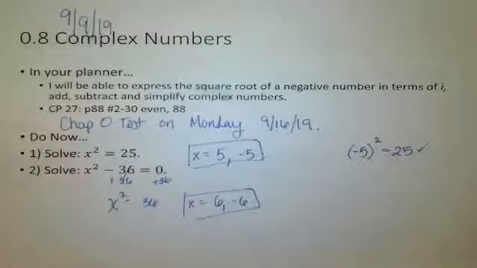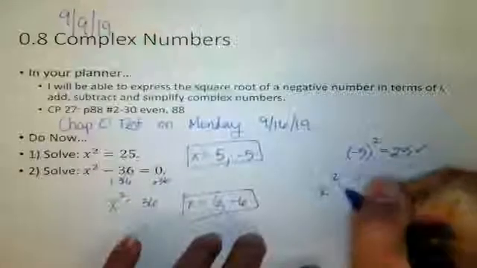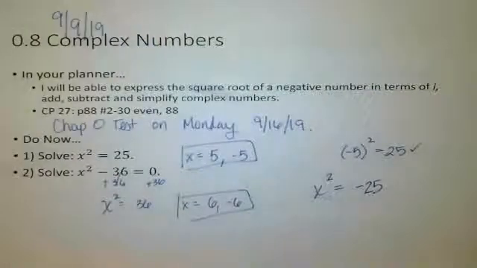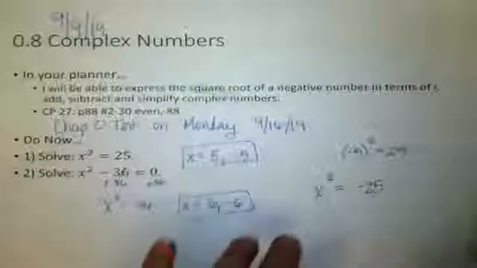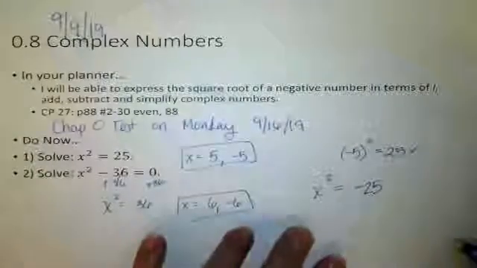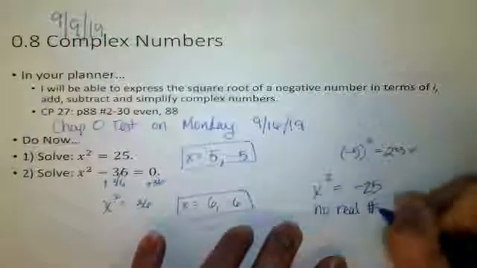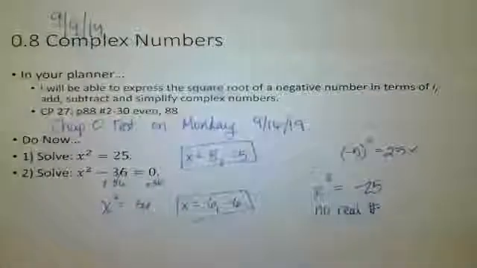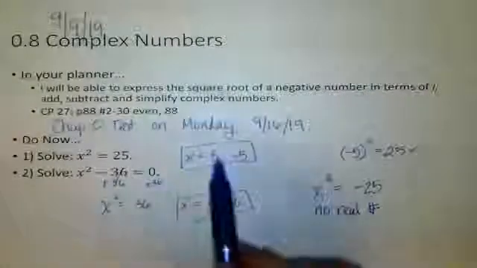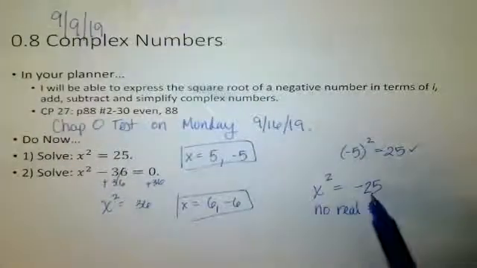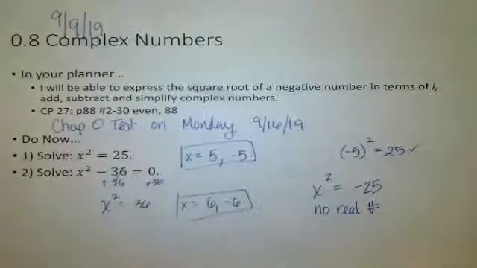So my question to you is, what number squared gives you negative 25? Imaginary 5, which is exactly correct. Okay, so there is no real number that we can square that gives us negative 25. 5 squared is positive 25. Negative 5 squared is positive 25. There's no real number that gives us an answer of negative 25.